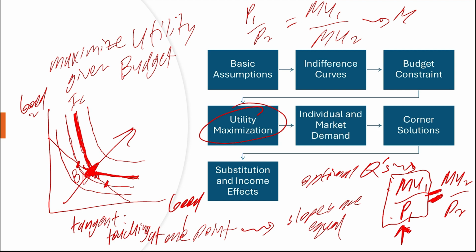So we could afford combinations over here or over here, but we want to keep moving towards this middle point to get on the highest indifference curve possible. And then at that point, these marginal utilities per dollar should be equal.